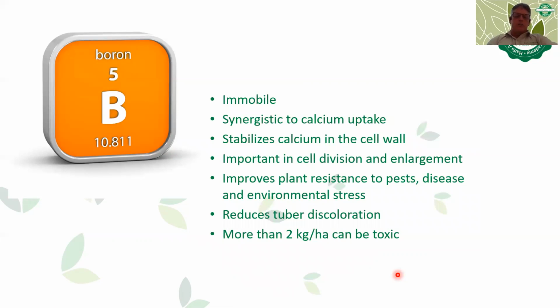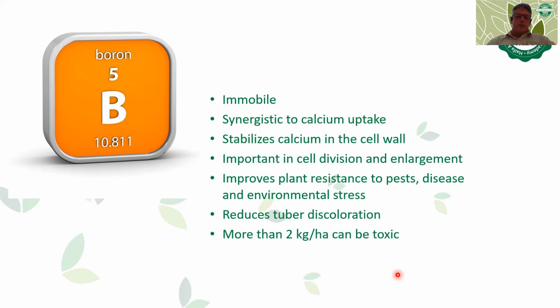Just something on micronutrients, I'm not going to deal with all of them. Boron is immobile in the plant, so when it's taken up, where it is deposited, that's where it stays. It's synergistic to calcium uptake, so if you have calcium and boron in the soil together in the right ratios, then they get taken up together. It's used to stabilize calcium in the cell wall, so it's quite important to have. It's also important in cell division and enlargement. And then it improves plant resistance to pest, disease, and environmental stresses.